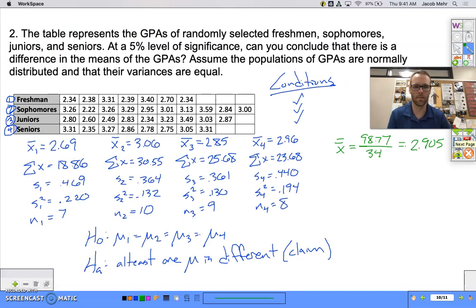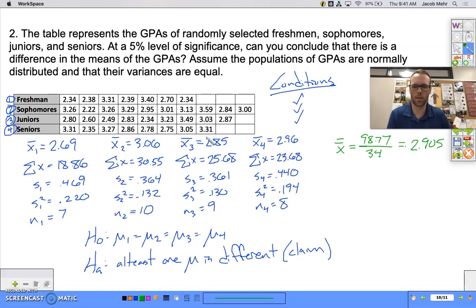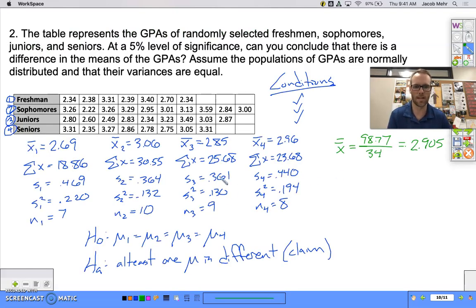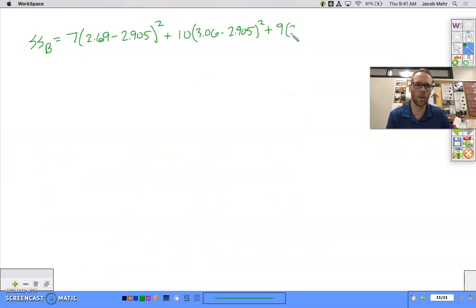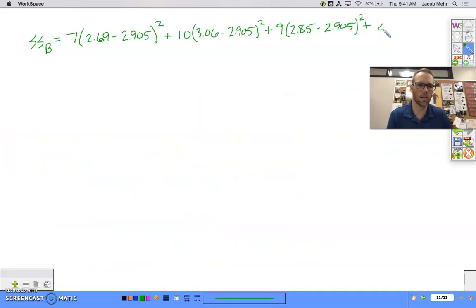Sample size 10, sample mean 3.06, minus grand mean, squared, plus next one. Sample size 9, sample mean 2.85, minus the grand mean, squared, plus last one, sample size 8 and 2.96.